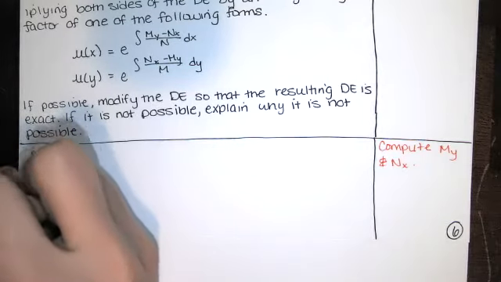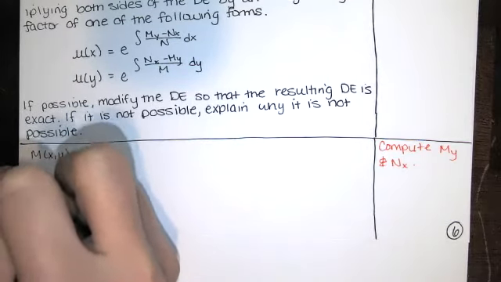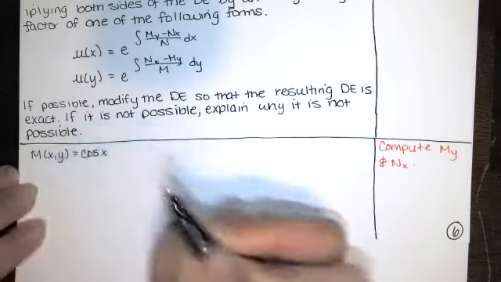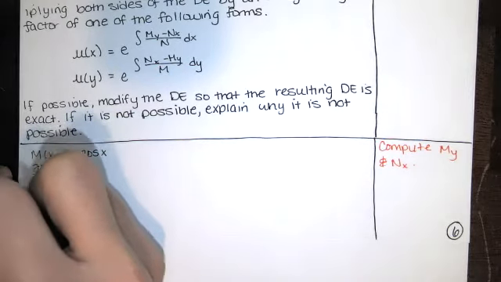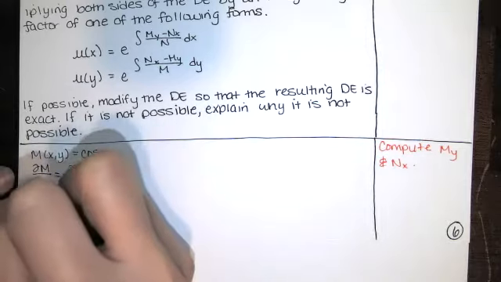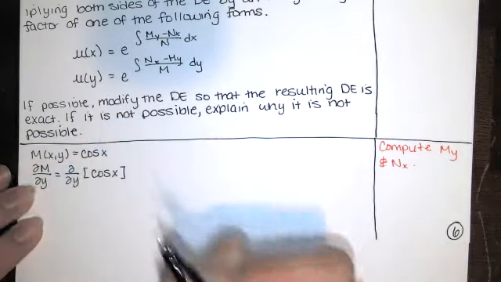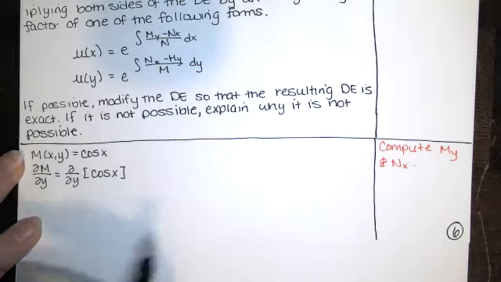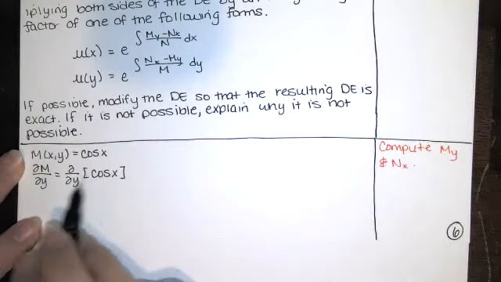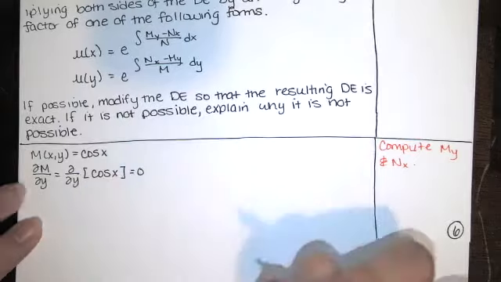So M is cosine of x. So the partial derivative of that function with respect to y, that's easy enough. There's no y's in it. We're treating x as a constant. That means cosine of x is a constant as well. Derivative of this constant with respect to y is 0.